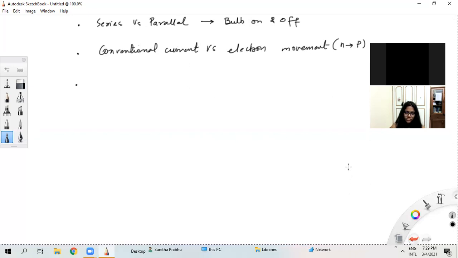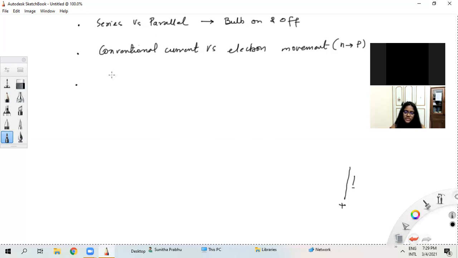And the positive terminal is the long line in the cell symbol. This long one is positive and this short one is negative. That is also a convention. These are all accepted conventions. Okay, then what else did we discuss? Then the life of a bulb has nothing to do with the kind of connection.